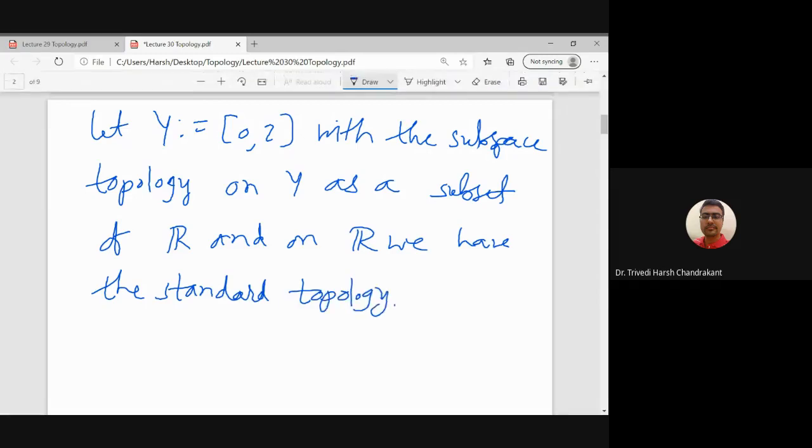So basically if you recall the subspace topology, then what is the subspace topology? A set is open if it is an intersection of an open interval with Y, right? The same way, a subset of Y is a basic open set if it is an intersection of a basic open set of the real line with Y. So open sets means unions of basic open sets.